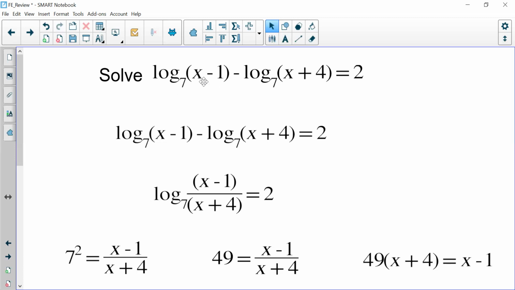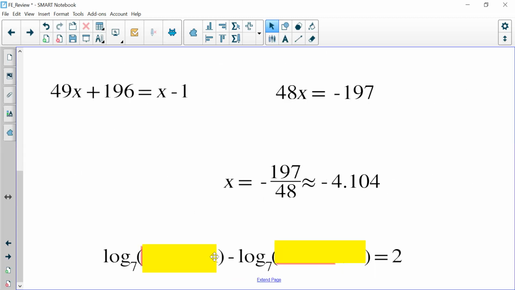Logs can only receive positives because logs are the inverses of exponents, and the exponential function can only produce a positive. The range is a positive. So the domain of a log can only receive a positive. So this is kind of shown here. When you replace x back in the original with negative 4, both of the logs fail. Negative 4 minus 1 is negative 5, and negative 4.1 plus 4 leaves you negative 0.1. So it's still a negative. So this one has no solution, which is the correct interpretation of this problem.